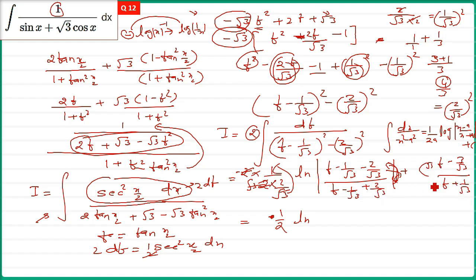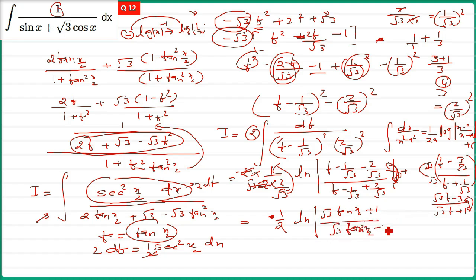Now you can just multiply root 3 numerator denominator, or you can take root 3 outside. That's the same thing. So root 3t, and this gets cancelled. Root 3t minus 3, root 3t plus 1. This goes up, this goes down, because negative has been taken inside. What was t earlier? Tan x by 2. So root 3 into tan x by 2, and plus 1 goes up. So root 3 tan x by 2 minus 3 in the modulus sign plus constant of integration.